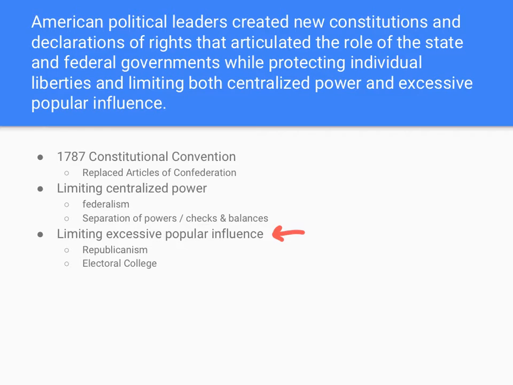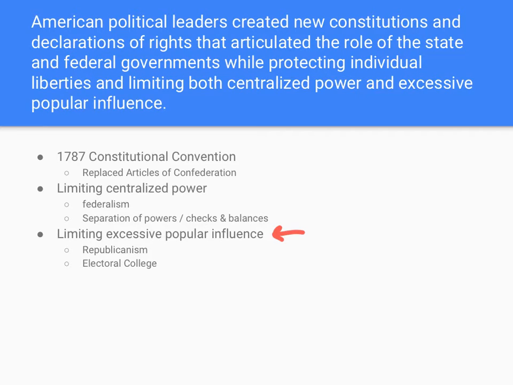And so republicanism is a good solution to this problem. Remember that republicanism is representative government. Rather than giving people all of the power, we give people the power to elect representatives, and then those representatives have the power to make political decisions and actually make things happen. So the people don't necessarily have the power to make political decisions. They only have the power to elect their representatives, and then their representatives will make decisions.